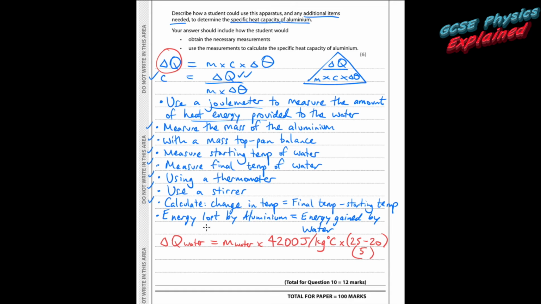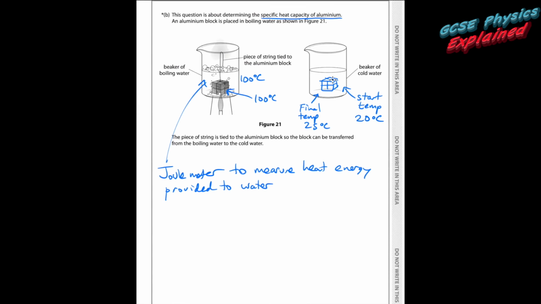And then that would also equal the energy lost by the aluminium, which would give us this value here. So then as long as we're measuring the mass of the aluminium and the temperature change of the aluminium, which by the way is going to go from 100 degrees C, because that's what it was at the start over here, down to 25 degrees C. So the temperature change is 75 degrees C.